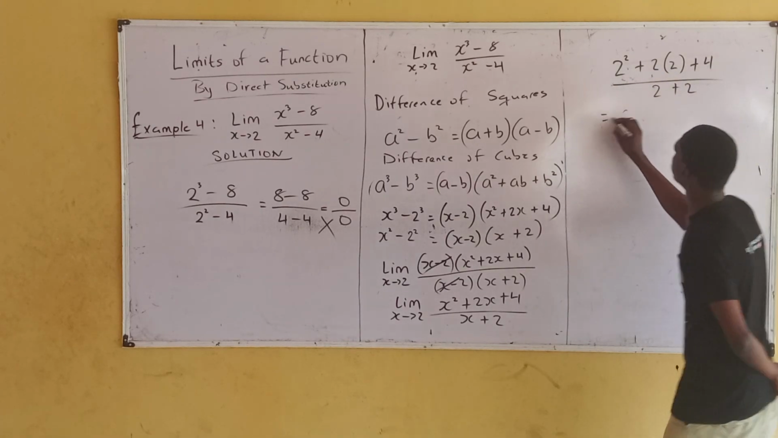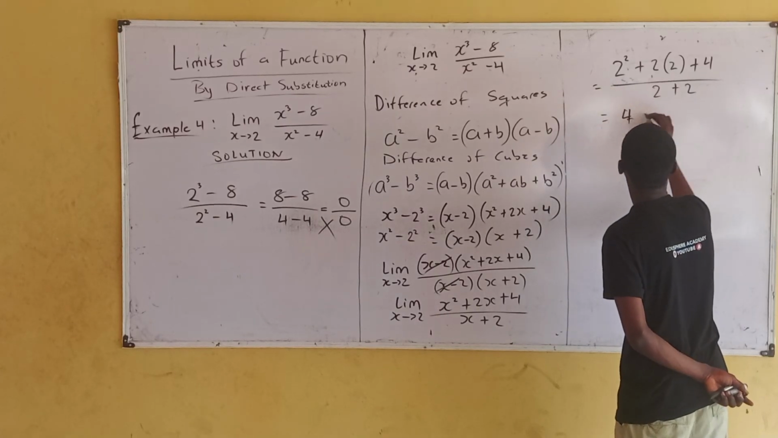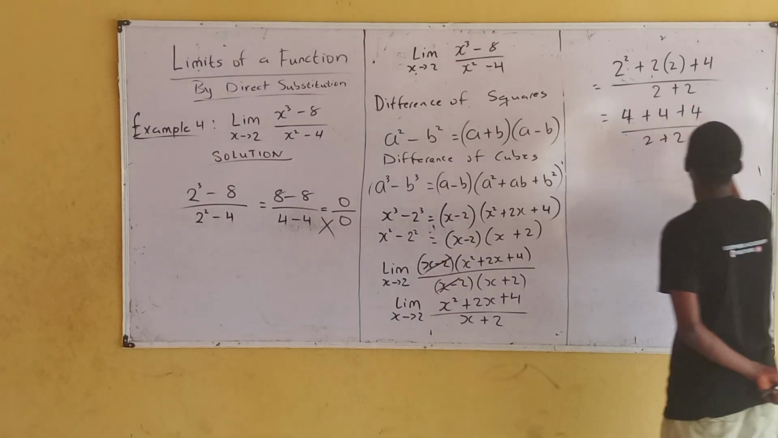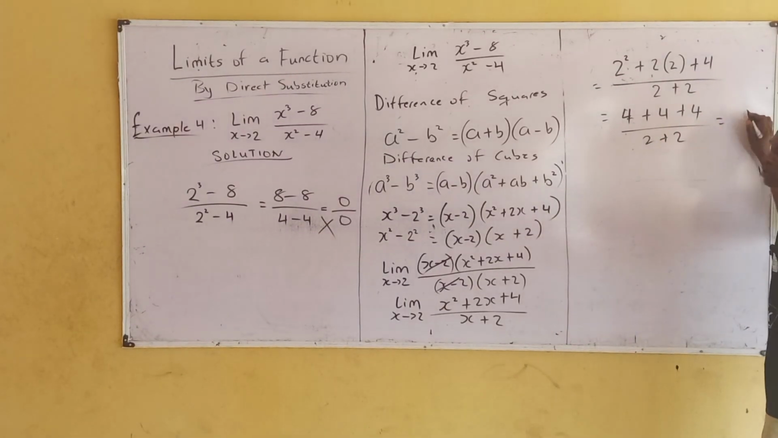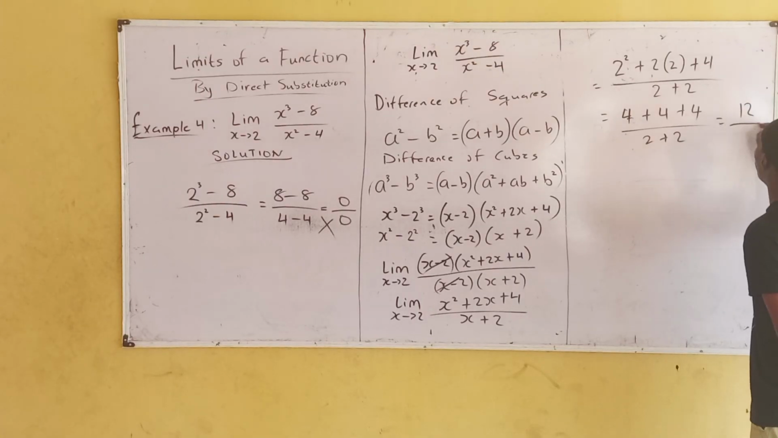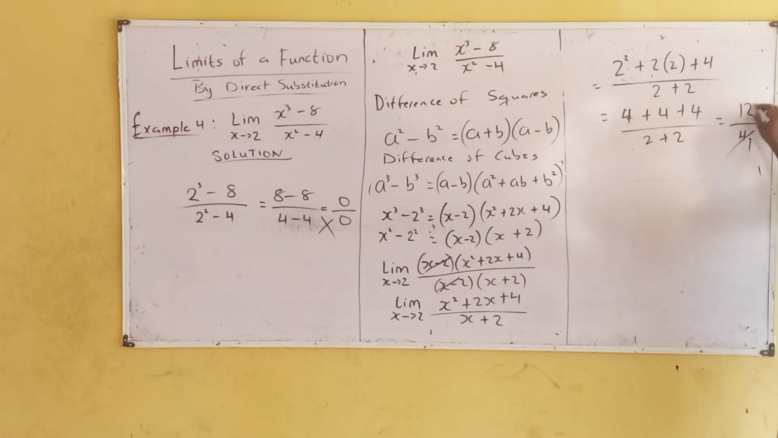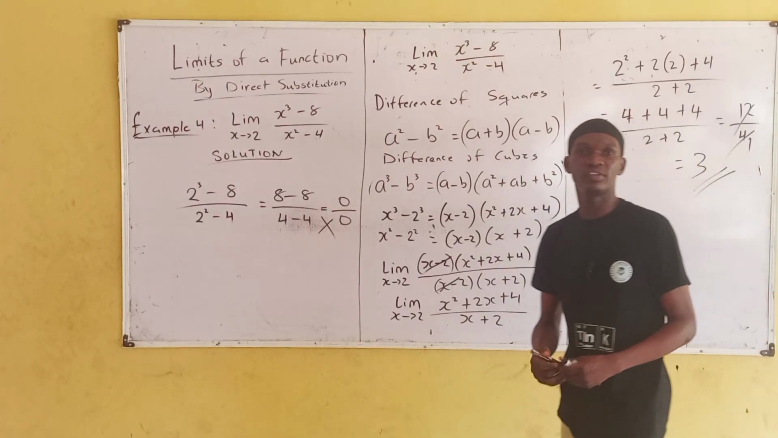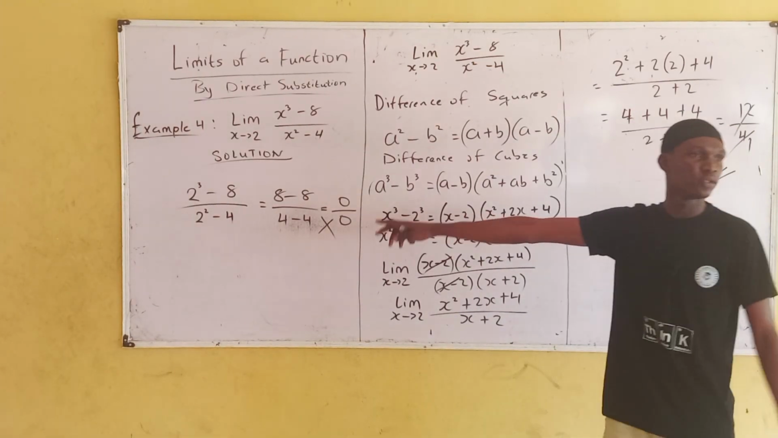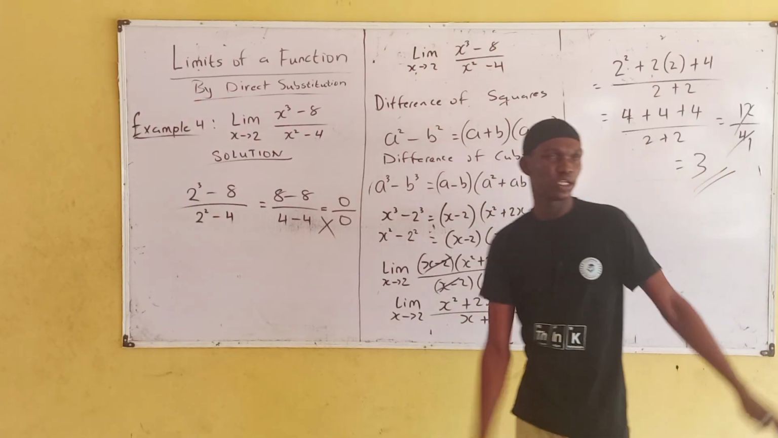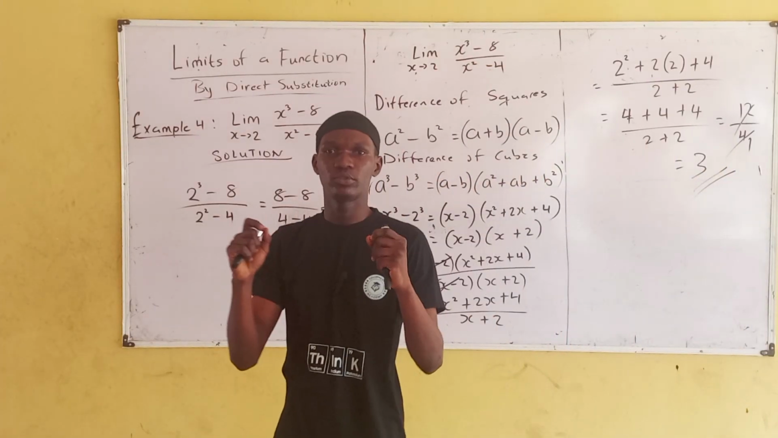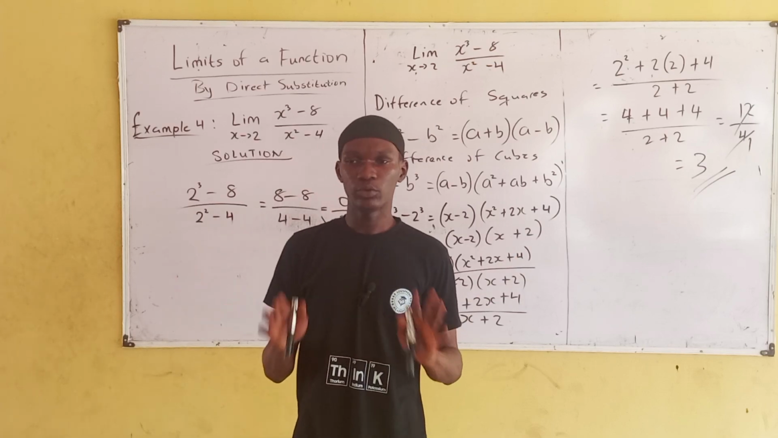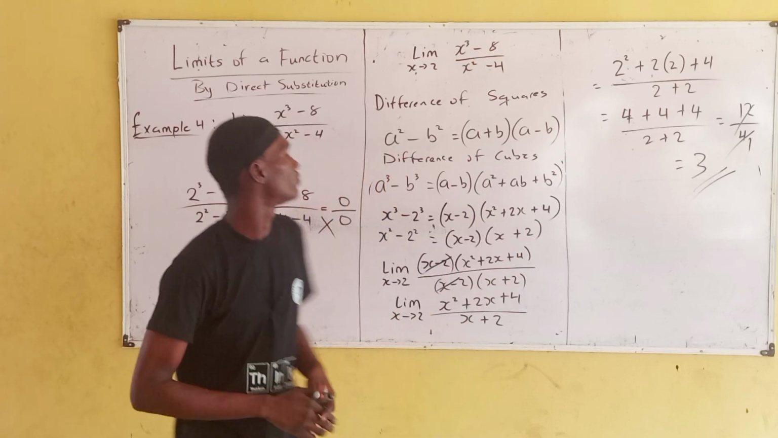2 squared is 4, plus 4, plus 4, over 2 plus 2. That is 8 plus 4 over 4. So instead of getting an undefined result, we had to go through all this to get the correct answer, which is 3. Are we together?